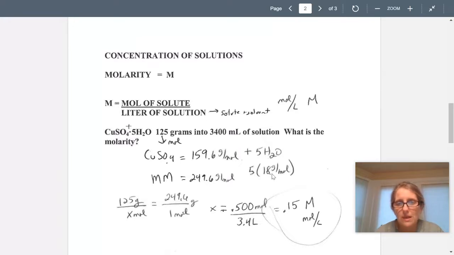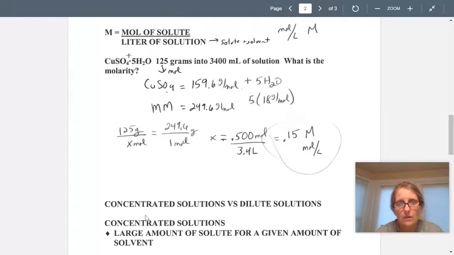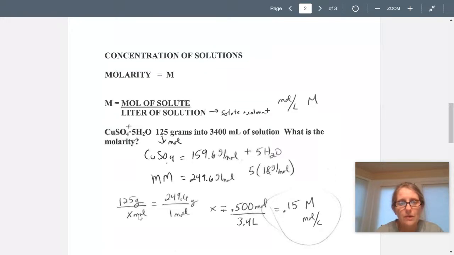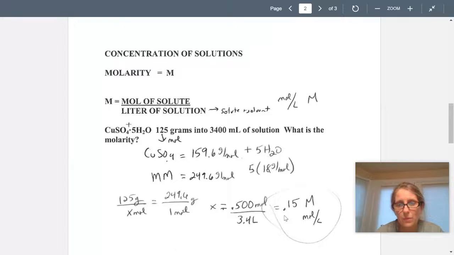So what I'm going to do is take the molar mass of water, which is 18, and multiply it by 5. So my total molar mass is 249. So what I set up here is, again, our moles. 125 grams is to X moles as the molar mass is to 1 mole. I get 0.5. And then I convert my milliliters to liters by moving the decimal 3 over. So that's how I get 0.5 over 3.4, which is 0.15 molarity.